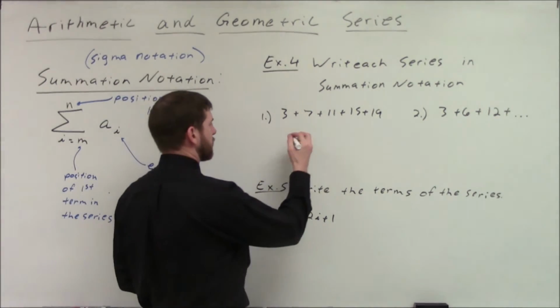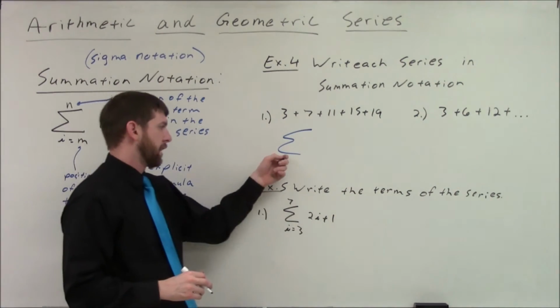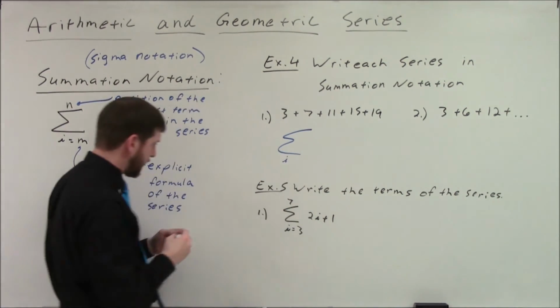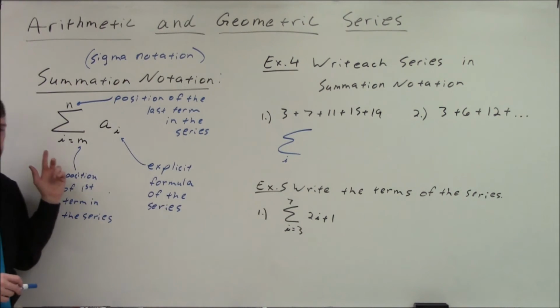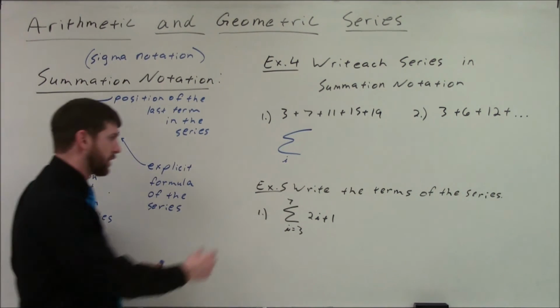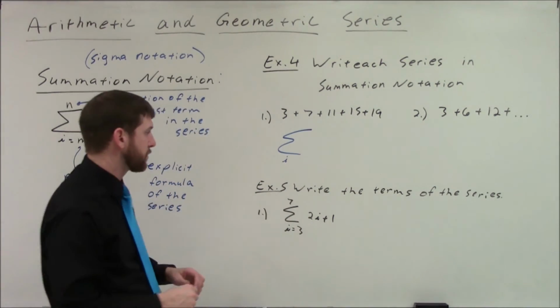So it's pretty straightforward. We know we're going to need a big old sigma on there. And we're going to need to have our starting position. Now, I'm using i. Some people will use a k, a j, and this variable really doesn't matter as long as we're consistent with whatever the variable is here. We need to have the same variable in our explicit formula.